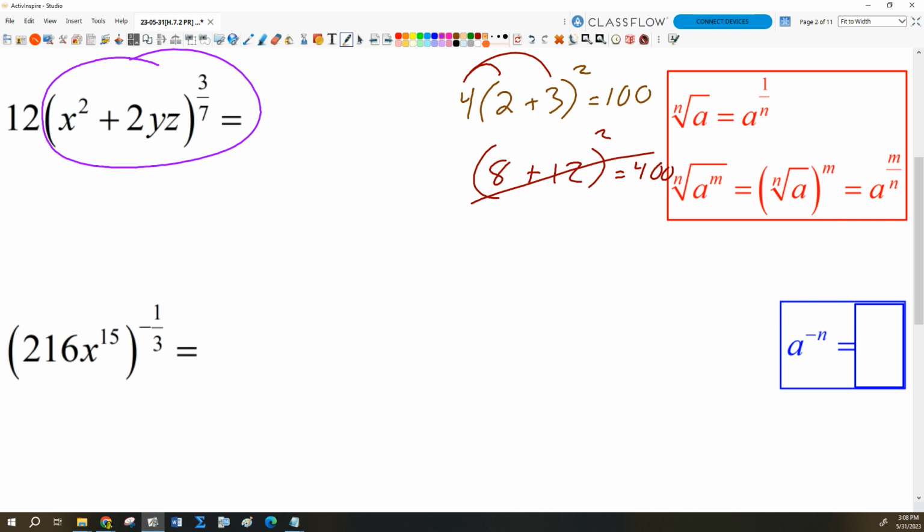What do you think? Okay, it's going to be some kind of radical, isn't it? Well, the 7th root of, okay, that whole quantity cubed. Good? Everybody buy that? Okay. And then out front, I've just got a 12.